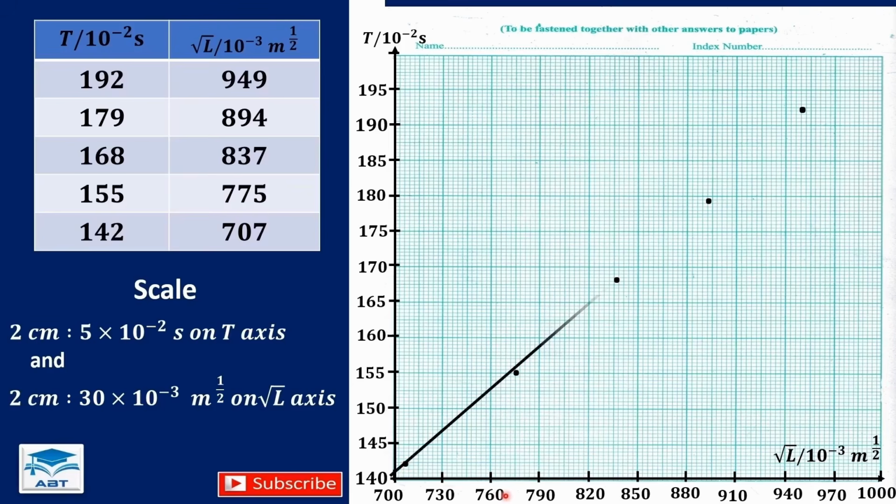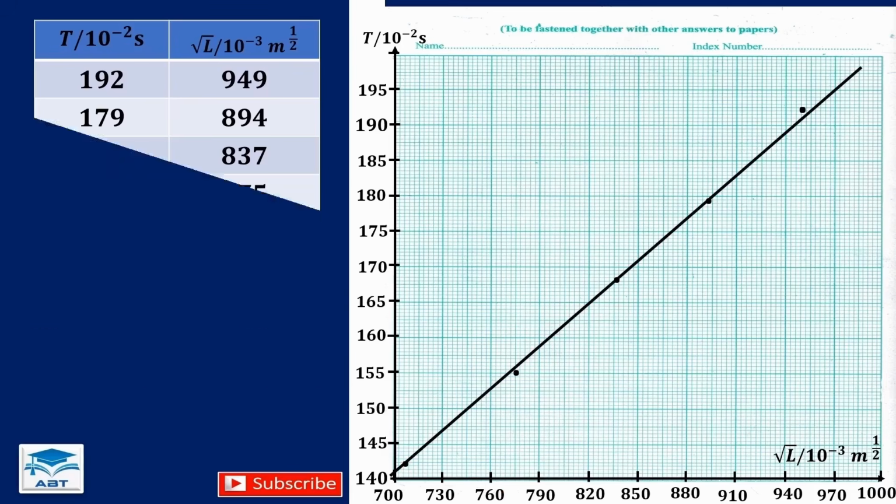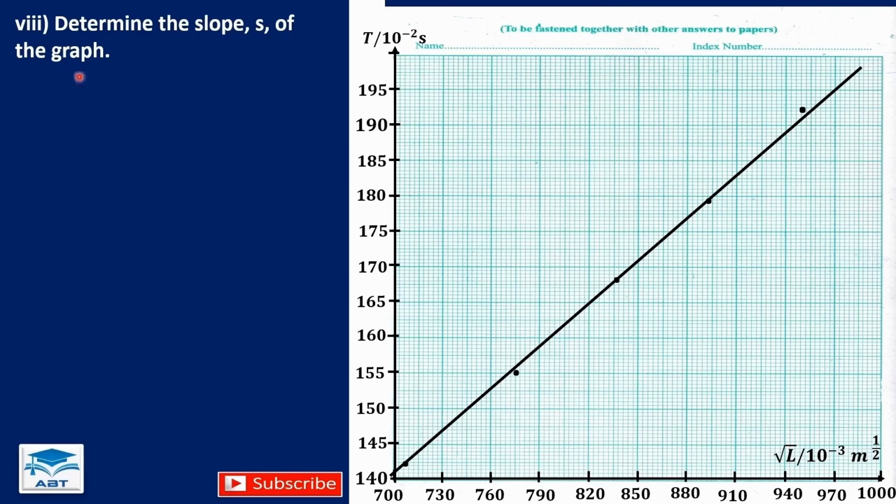And we draw the line of best fit. Determine the slope S of the graph. So we draw these horizontal and vertical lines. These lines can be drawn at any point. There is no specific point to draw this line. But make sure the slope is as big as possible. We name here A, here B, and here C. The slope is change in BC over change in AB. For change in BC, that will be C minus B.